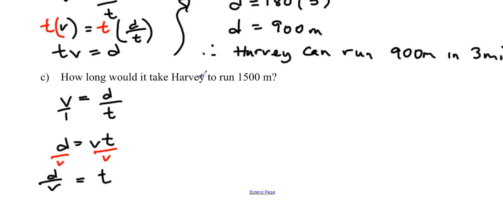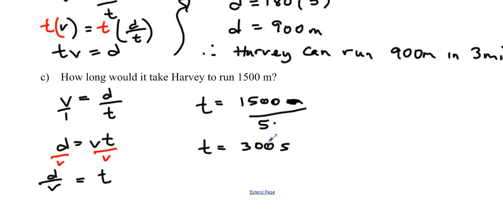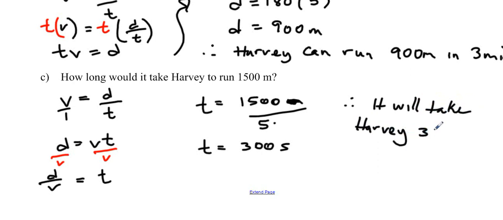All right, how long would it take Harvey to run 1,500 meters then? Well, his time is going to be his distance, which is 1,500 meters, divided by his speed, which is 5 meters per second. We don't really need to put in the units, so I'll just erase that. So this is going to be 300, and its time, which is in seconds. So you could say, therefore, it will take Harvey 300 seconds to run.